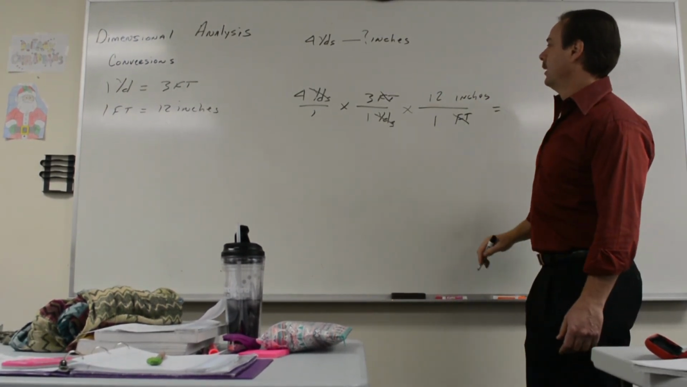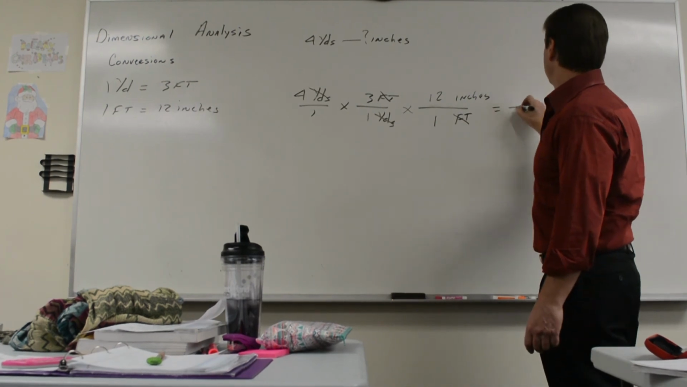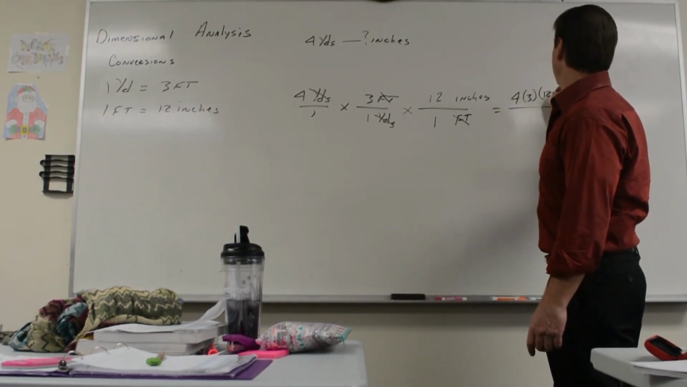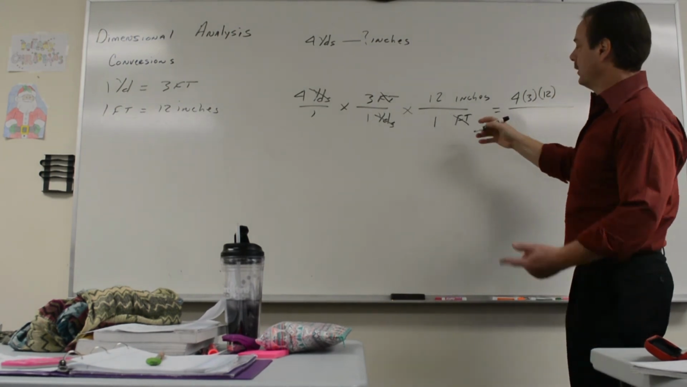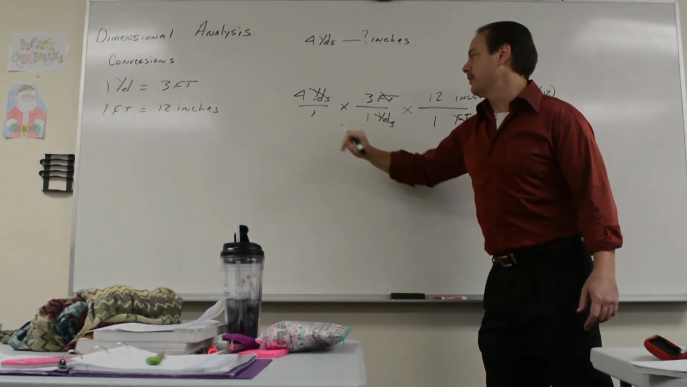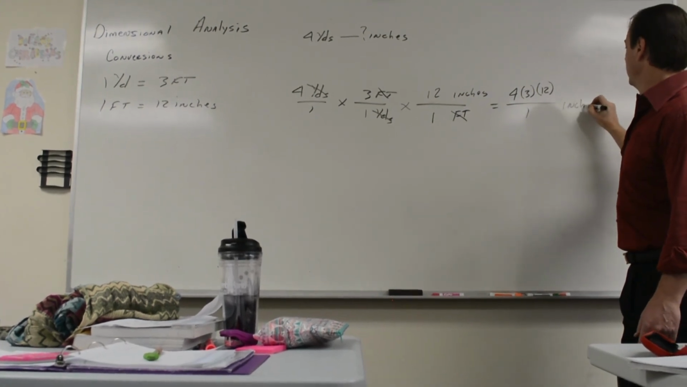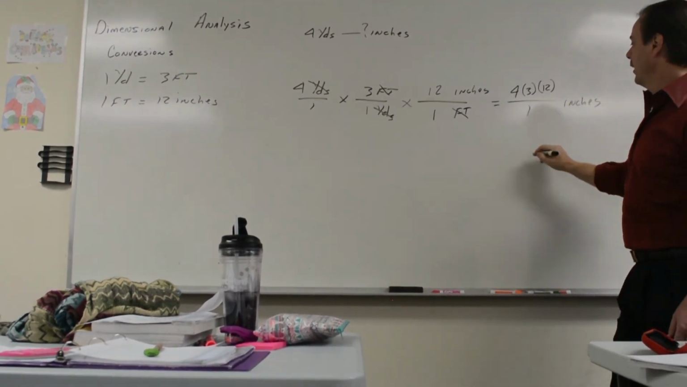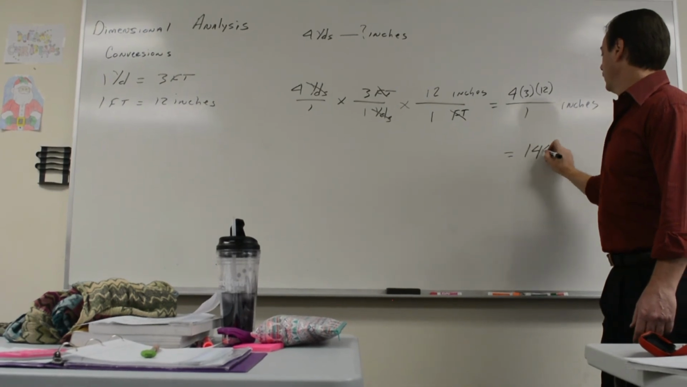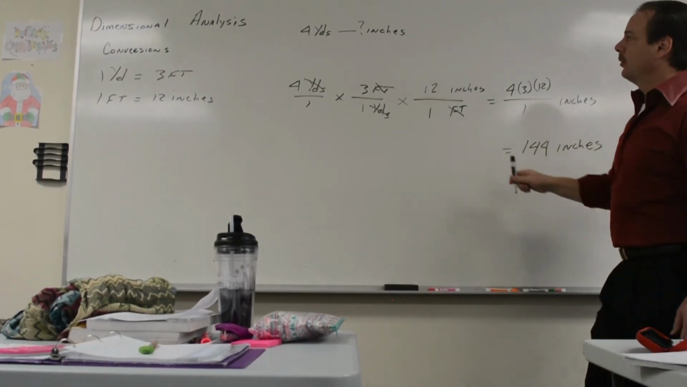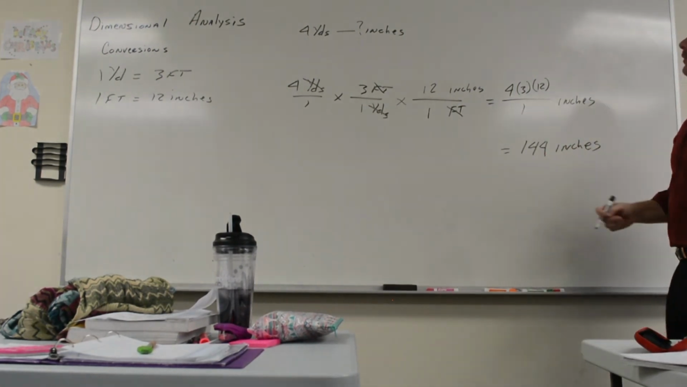This equals 4 times 3 times 12. It's going to be divided by 1 because it's 1 times 1 times 1 is 1. And the answer will be in inches. Now when I multiply these together, I'm going to get, so 4 yards is equal to 144 inches.